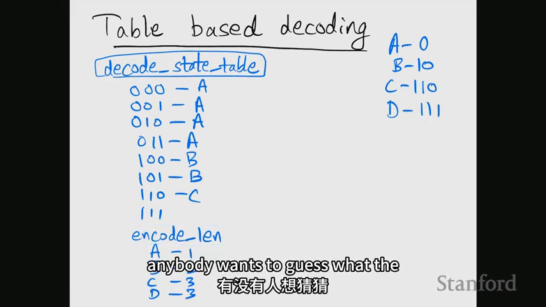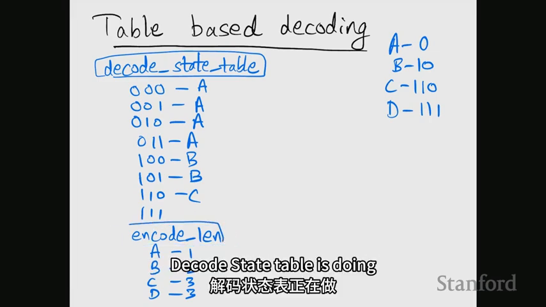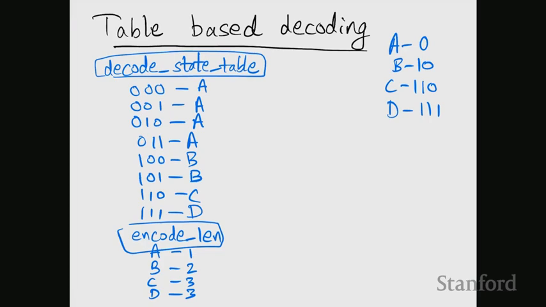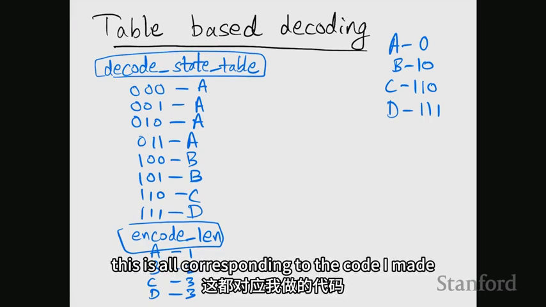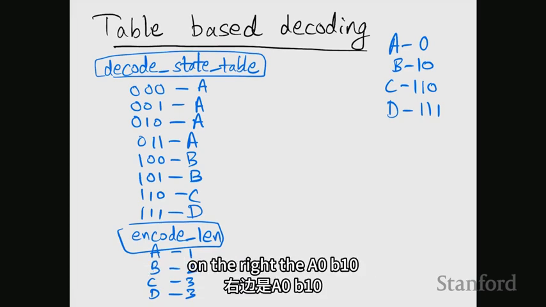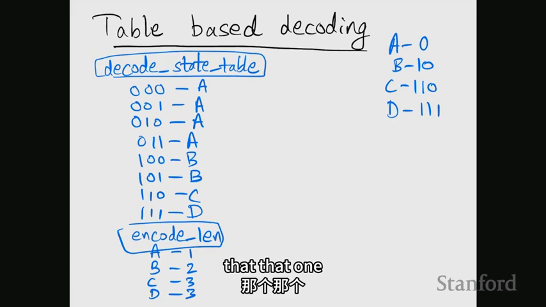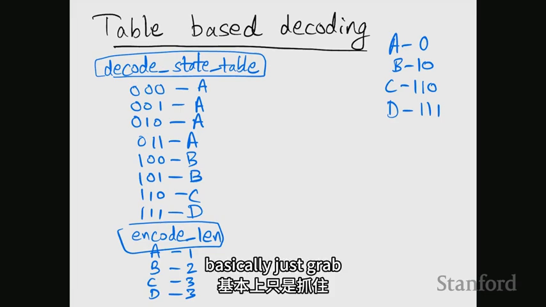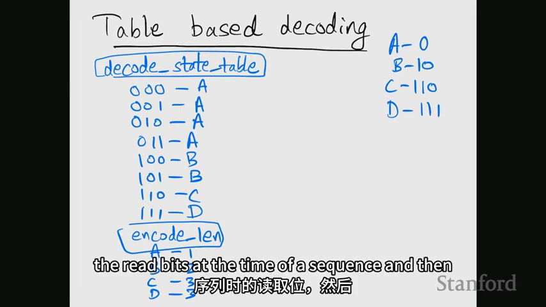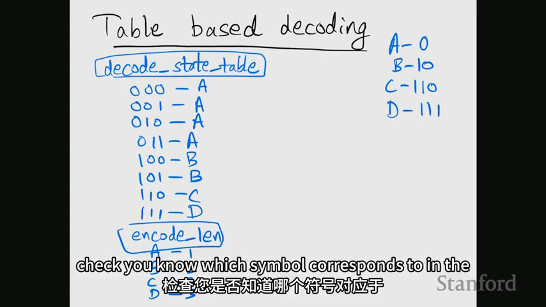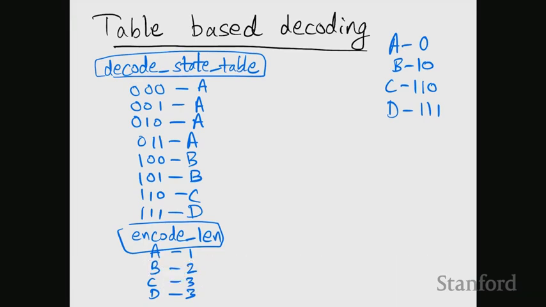Anybody want to guess what the decode state table is doing? This all corresponds to the code I made on the right, the A 0, B 10, that one. You basically just grab 3 bits at a time from a sequence and then check which symbol it corresponds to in the decode state table.